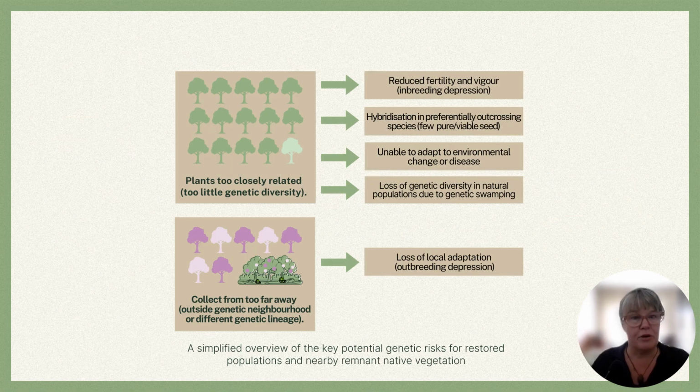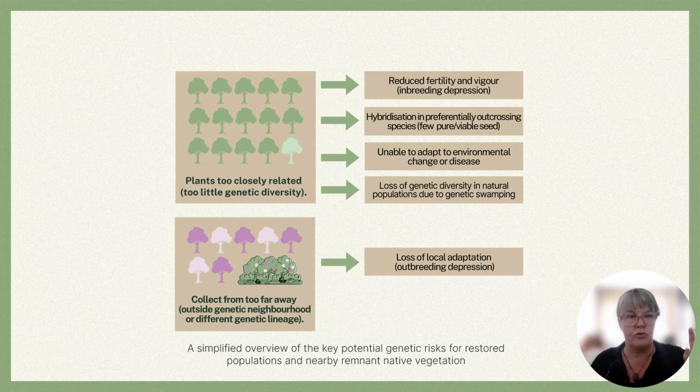So in summary, you want to avoid your plants being too closely related because it can result in inbreeding depression, hybridization in preferentially outcrossing species like eucalypts, and can result in your plantings being unable to adapt to change.